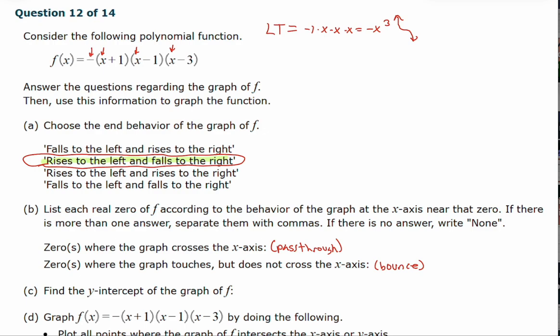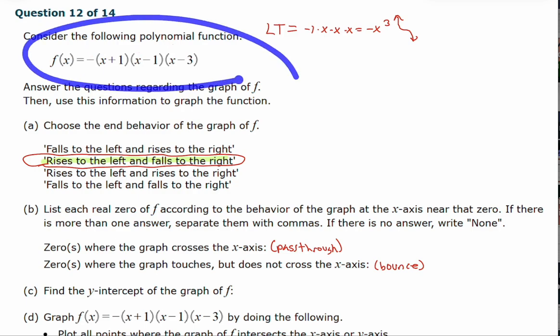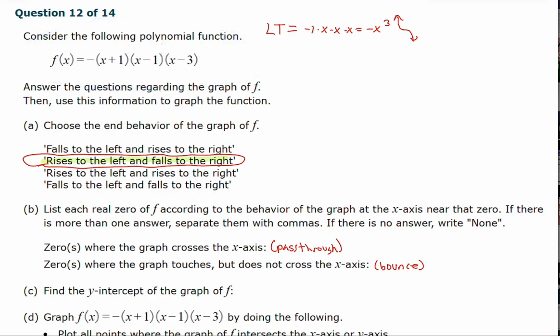Now, if you look, there were no powers on these. Each one of those appears just once. So because of that, every single one of them is of this category. None of them are going to pass through the x-axis. None of them are going to bounce. So that's out. So that's a none.